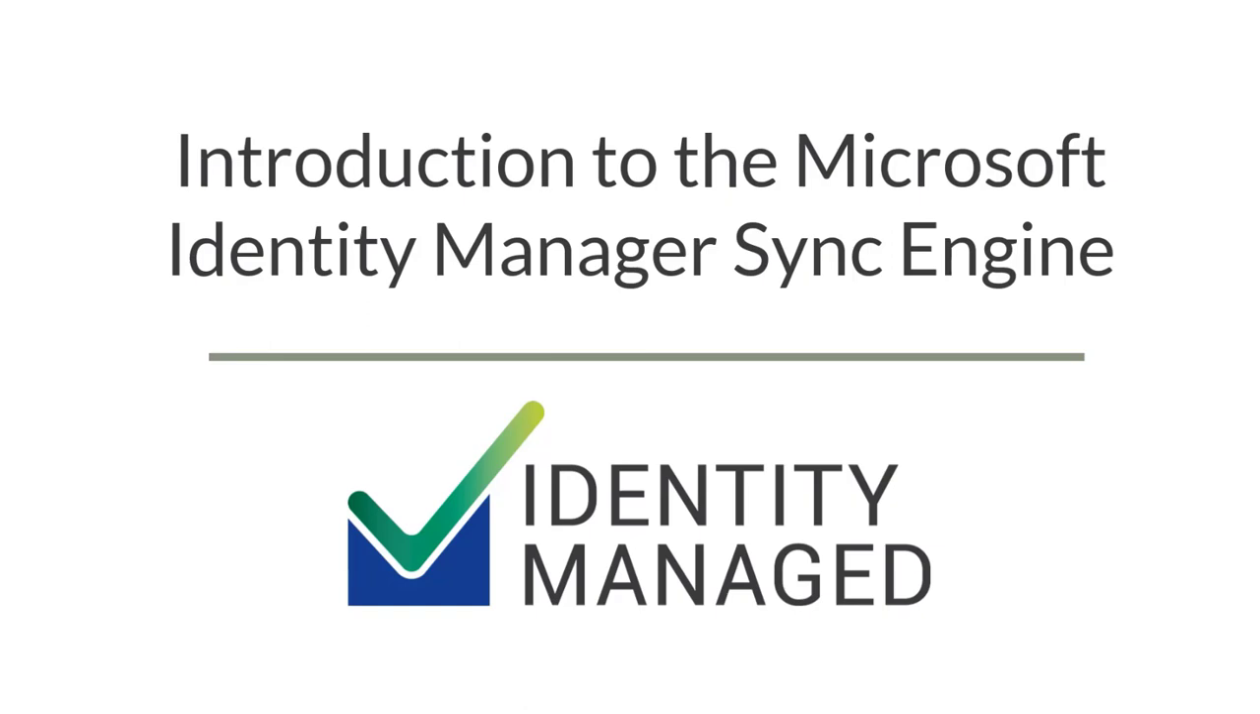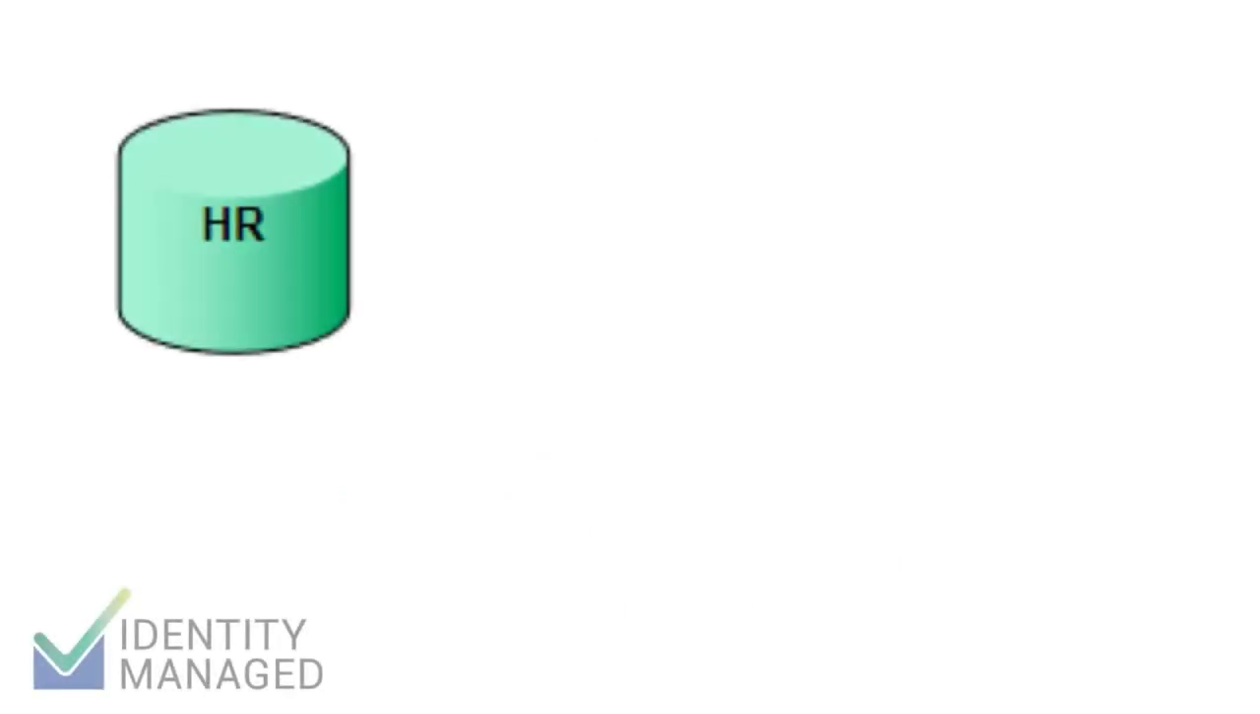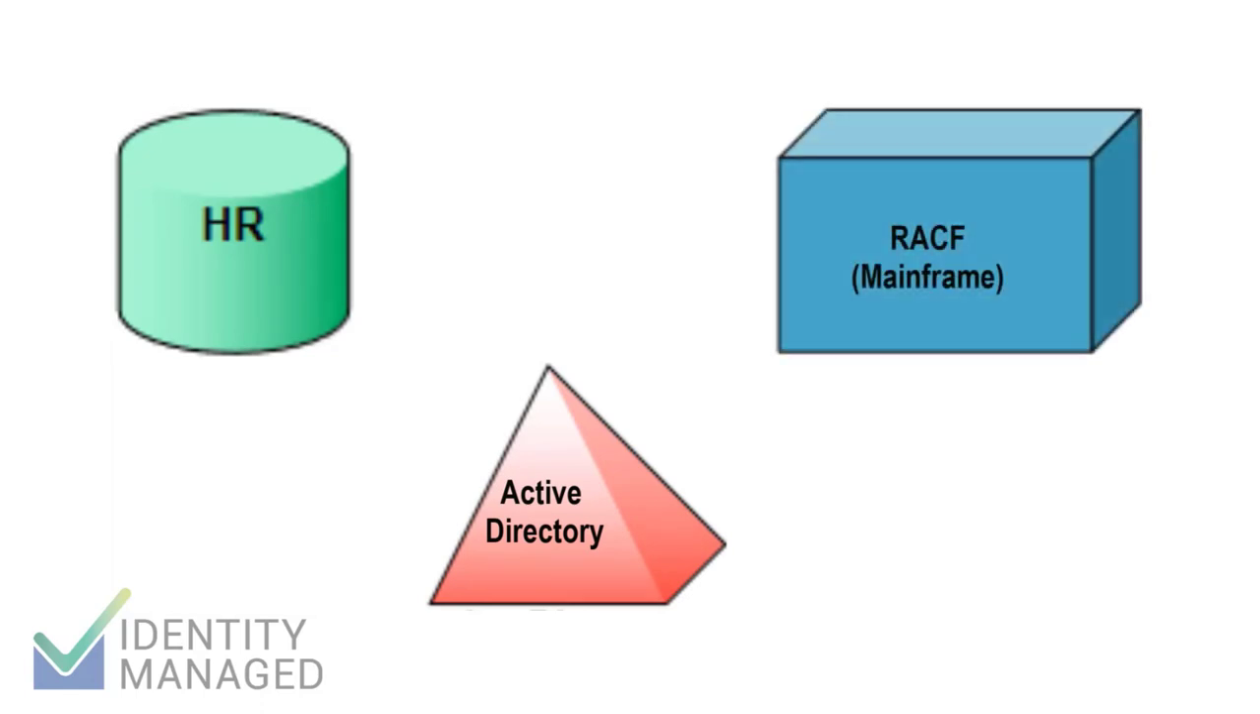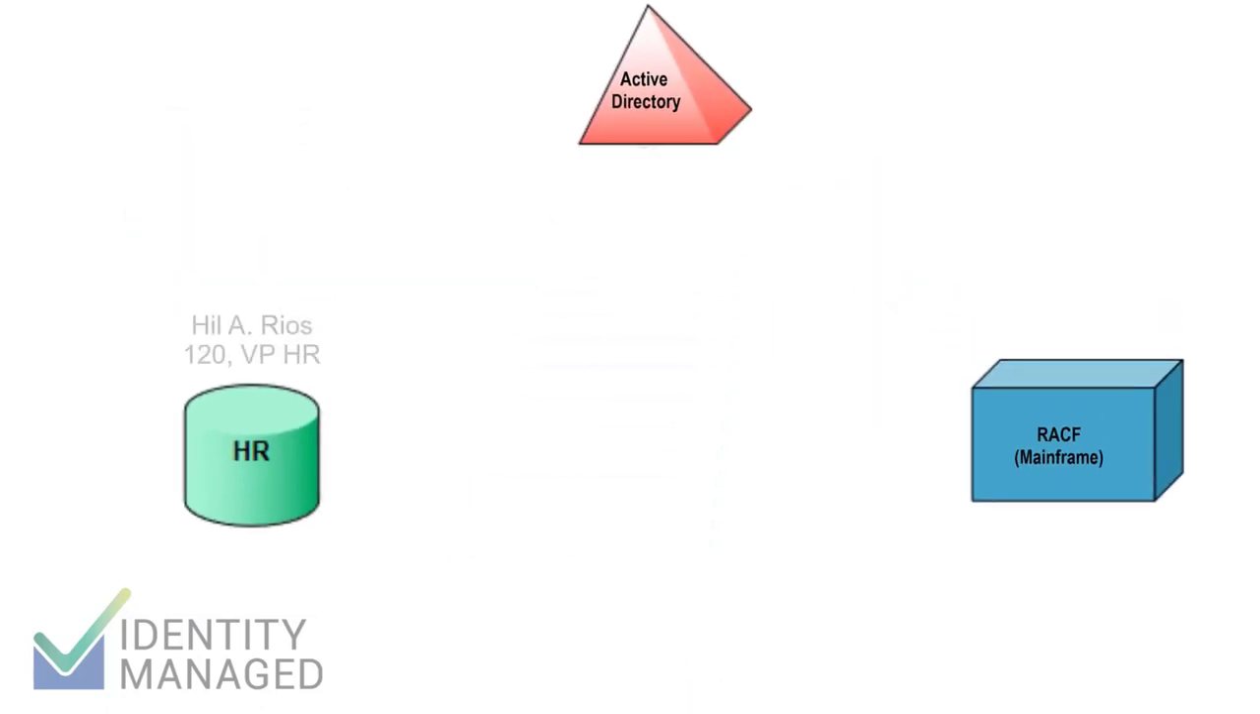To understand the inner workings of the Microsoft Identity Manager 2016 Synchronization Engine, let's start off with the following. We have an HR database, we have Active Directory, and we have RACF, an IBM security system on the mainframe. And if we have data in HR, for example, we have Hilaria Rios, employee ID 120, Vice President of HR, who's a new hire, we need to create an Active Directory account for Hilaria and a RACF account for Hilaria. How do we do that?